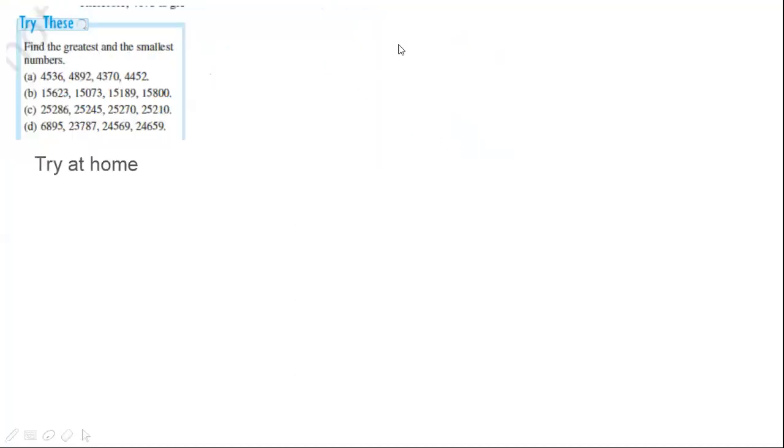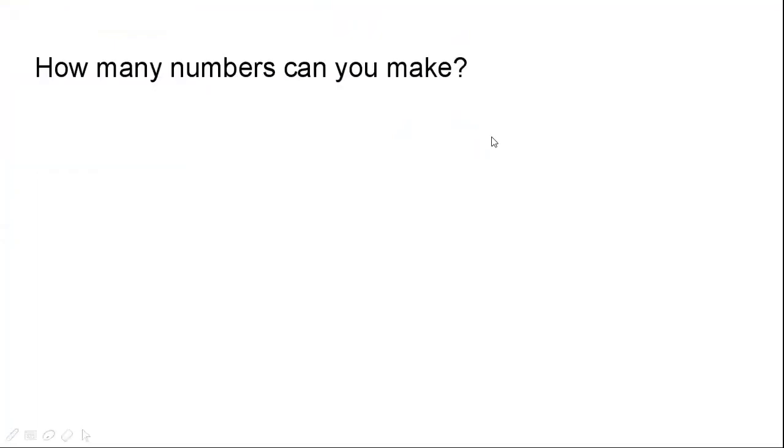If the number of digits is given, then our problem turns out to be very easy. Okay, so let's move forward. Now, these are the homework problems you should do at home. We will try them at home, in the same way we have done earlier. In the same way you need to do it.